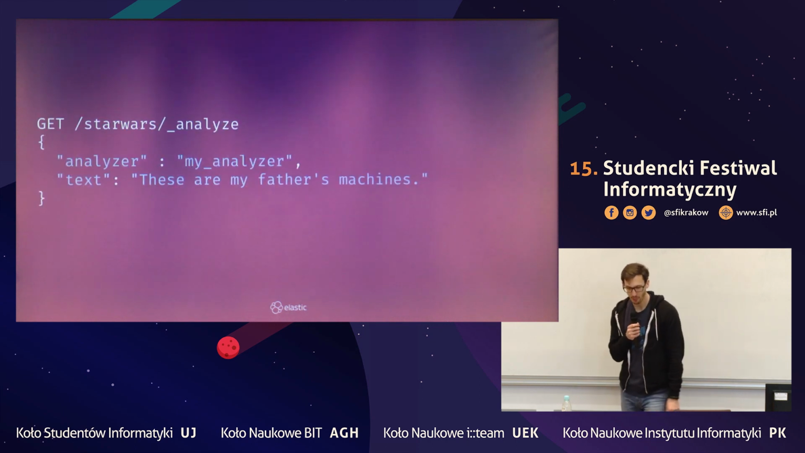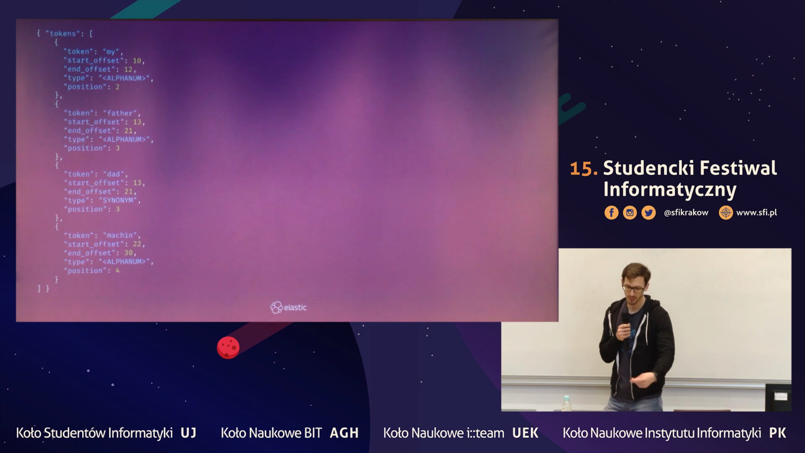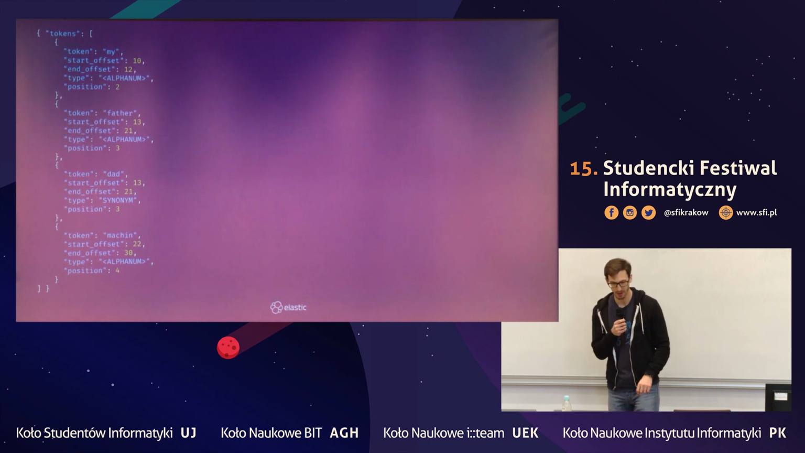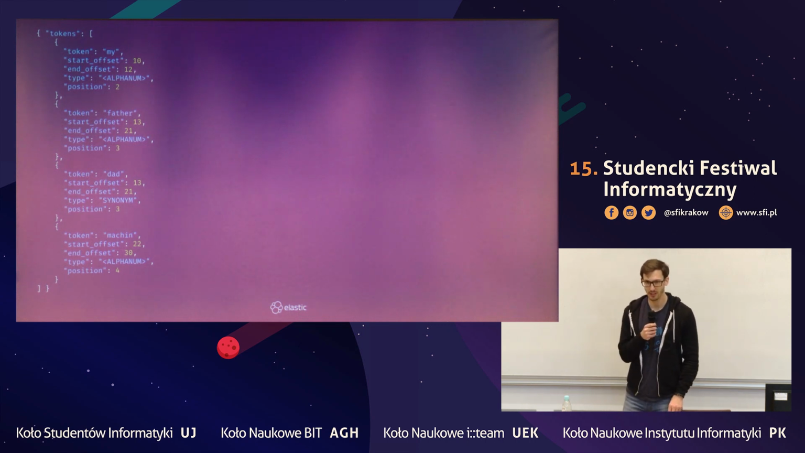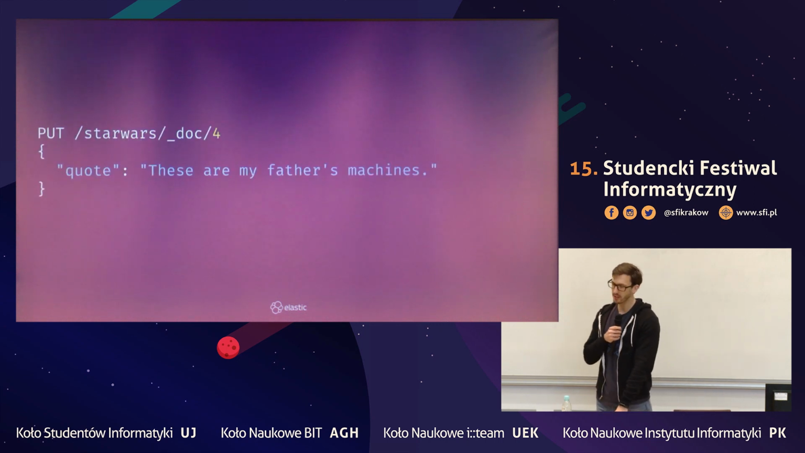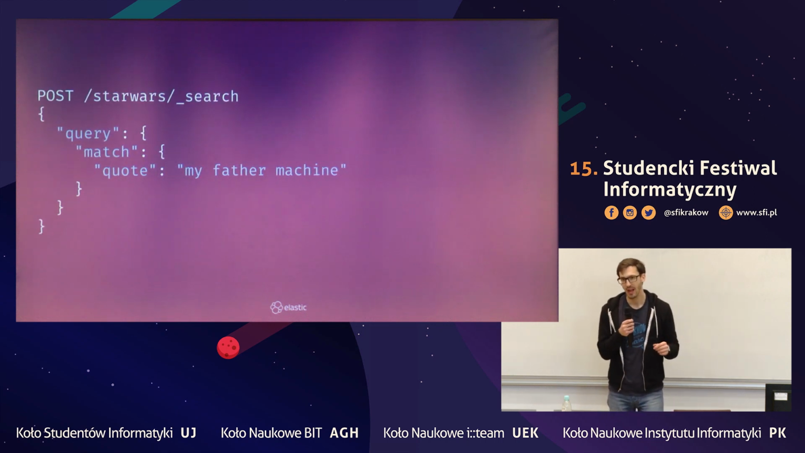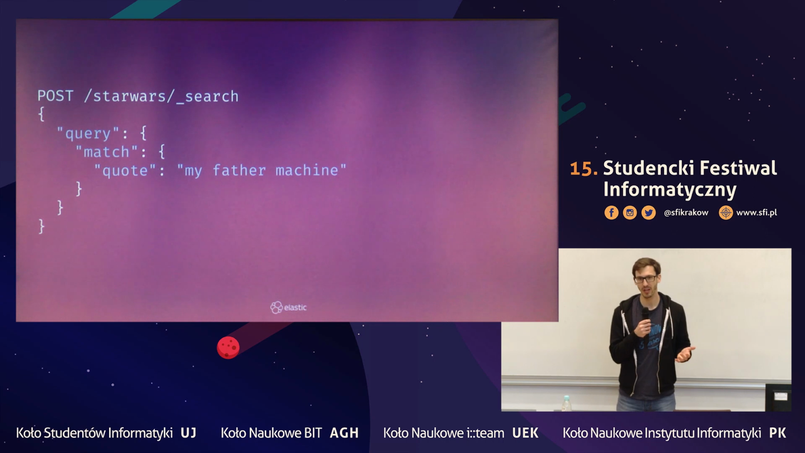So let's assume we have, "these are my father's machines." What remains if I store "these are my father's machines"? My father machine, I think. It should be my father. You can see synonym would work. My father, dad, machine. These are the 3 tokens that remain. So we're storing that in a document 4. And then we're searching for my father machine. And you would assume that this is the perfect match, right? Because it has all the 3 tokens that remain from this text.